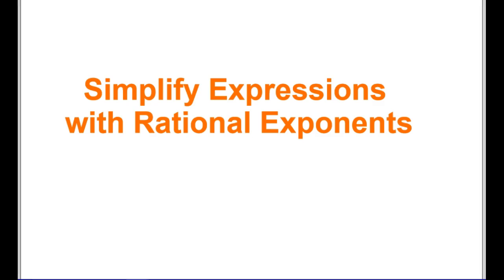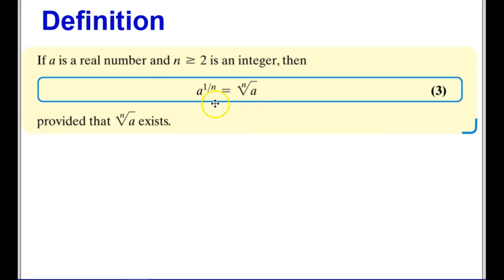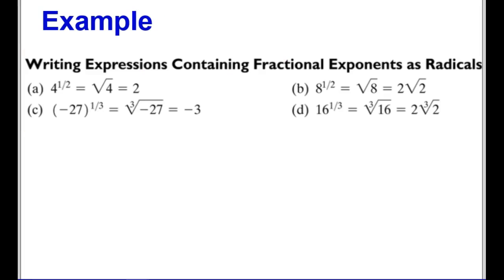So now we're going to be simplifying some expressions with those rational exponents, my fractional exponents. So remember, if I have a to the 1 over n, that's the same thing as the nth root of a. Okay? So let's look at this. If I have 4 to the 1/2, since this is a 2, it's the square root of 4, which equals 2. 8 to the 1/2, again, since my denominator here is 2, it's the square root of 8, which I can simplify, following the steps I just did, to 2 times the square root of 2.